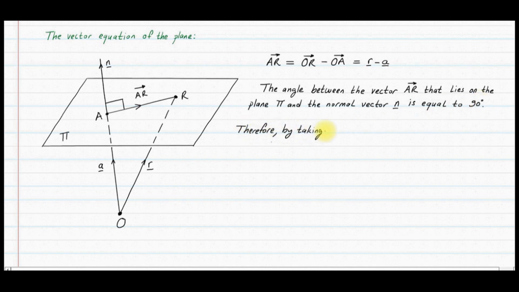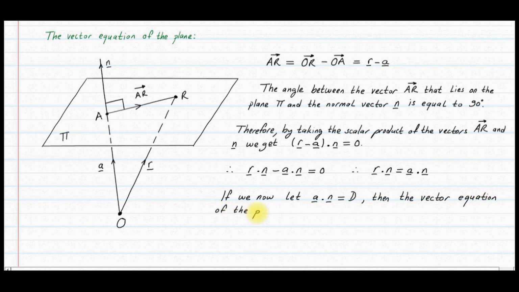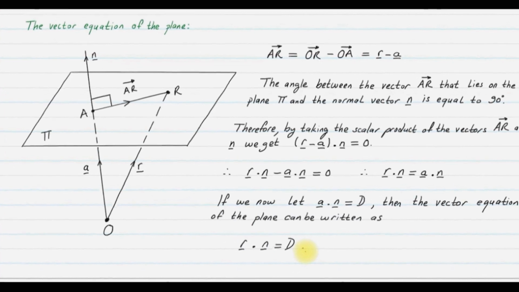Therefore, by taking the scalar product of the vectors AR and n, we get (r - a) · n = 0. Therefore, the scalar product of the vectors r and n is equal to the scalar product of the vectors a and n. If we now let a · n = D, then the vector equation of the plane can be written as r · n = D.